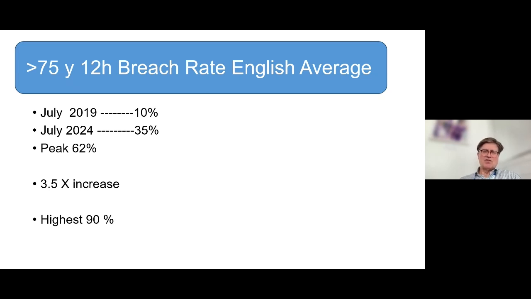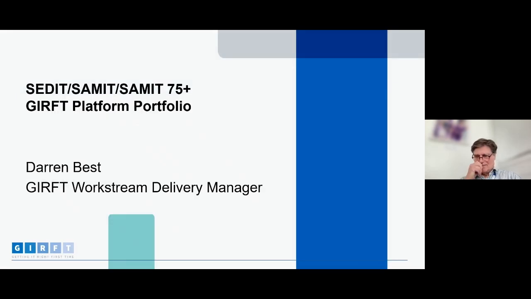We've all lived through the queuing issue of the modern NHS. But this is just if you are over 75. Before COVID, 10% of patients waited more than 12 hours for admission. Currently, it's 35%, 3.5 times greater, and peaked at 60%. So we're all familiar with the strains on the system at the moment, and this is manifested in the queuing we're seeing now. So I'll now hand over to Darren, who's going to give you an official history of the SAMIT family of tools, of which this is the most recent. Darren.